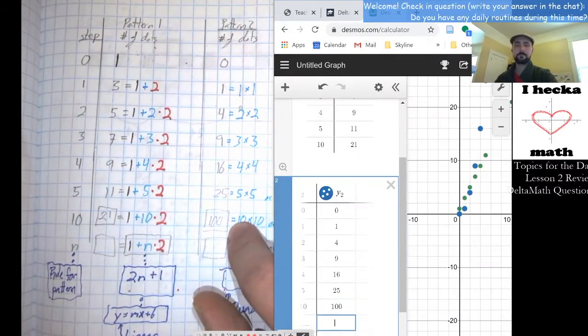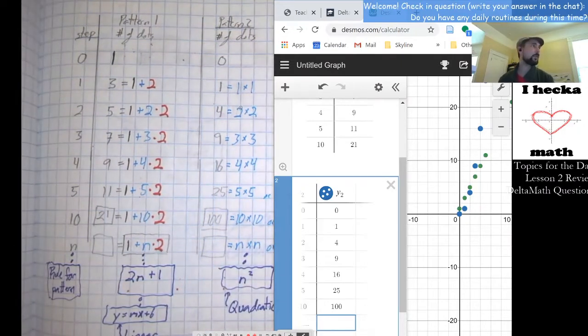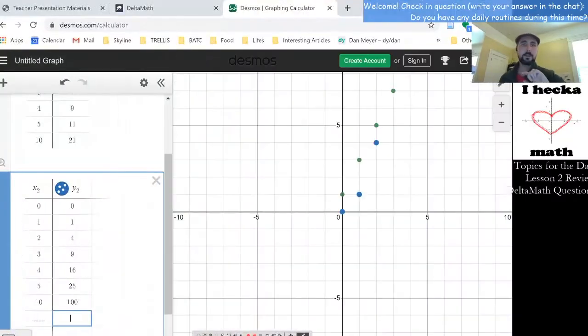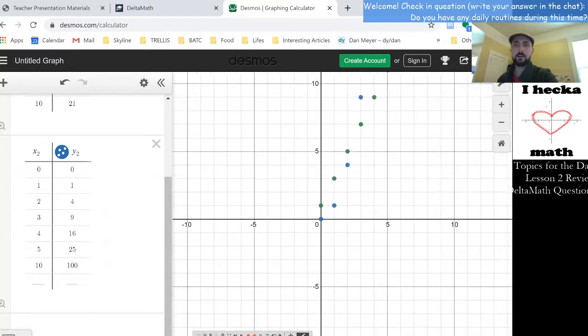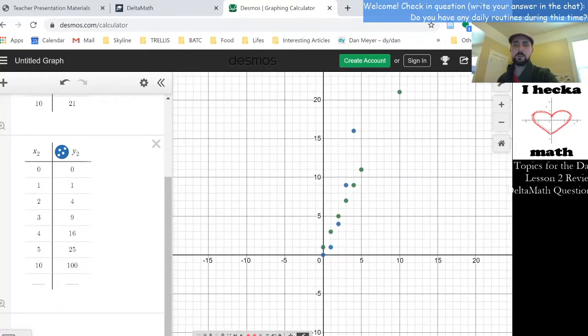100. Okay, now that I have those tables in place, I'm going to full screen the Desmos activity so that we can compare the images.